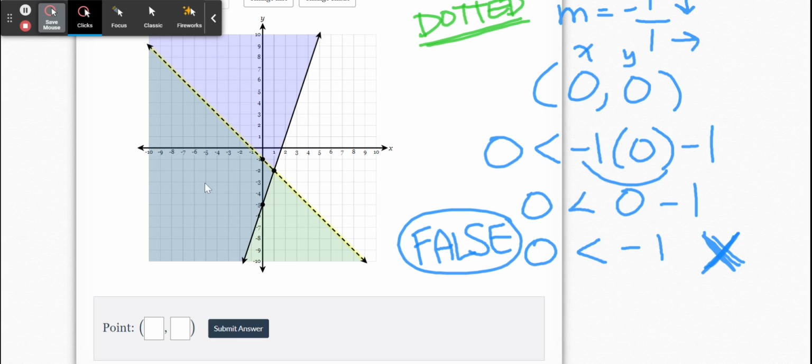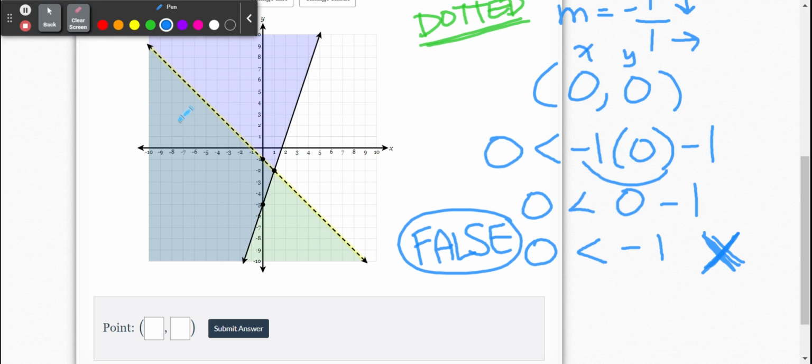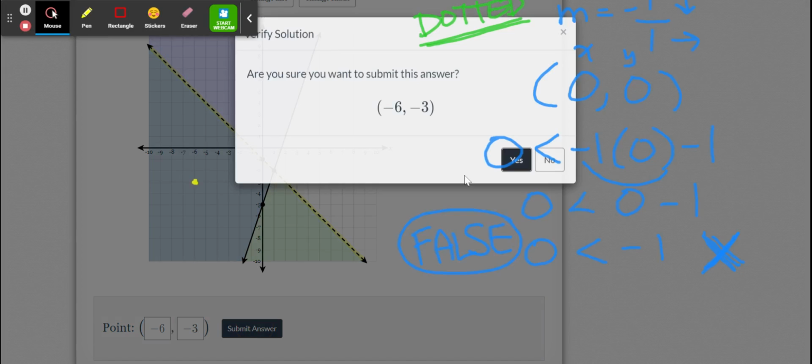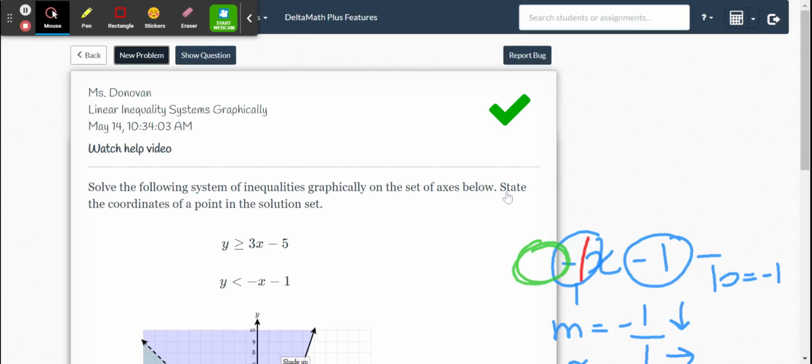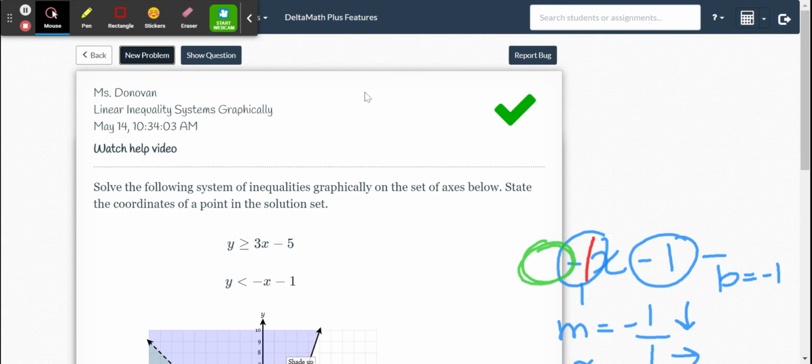So I'm going to go with this point here. I'm actually going to draw that so you know exactly which point I'm going for. I'm going to do it in yellow so you can see it. -6, -3. That's the point I'm going to go for because it's in that double shaded region. But you can pick any point. It does not need to be this point necessarily. It could be any point in the double shaded region. When you do that, make sure you click submit. Am I sure? I'm pretty sure. Sometimes you make mistakes, but this was right.